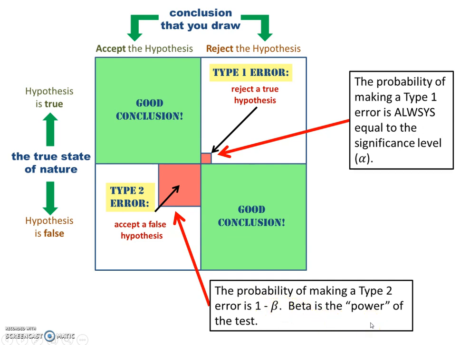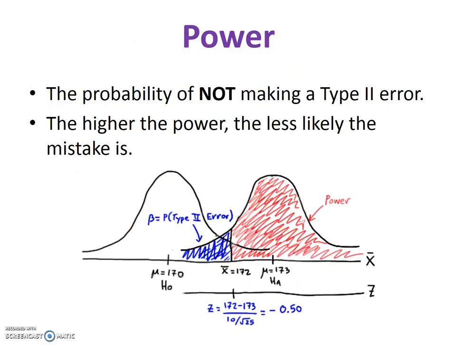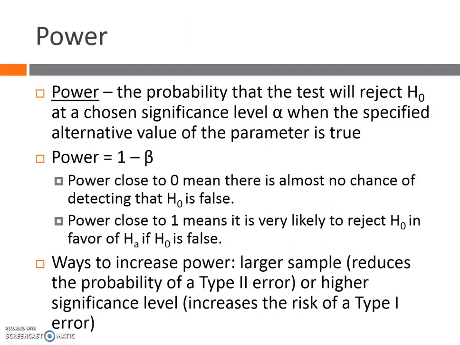So let's talk a minute about power, and then we'll talk about it more later on. In short, power is the probability of not making a type 2 error. So the higher the power, the less likely the mistake is. You can see here, the blue is the probability of making a type 2 error, and here is the power. The bigger the power, the less likely you make a type 2 error.